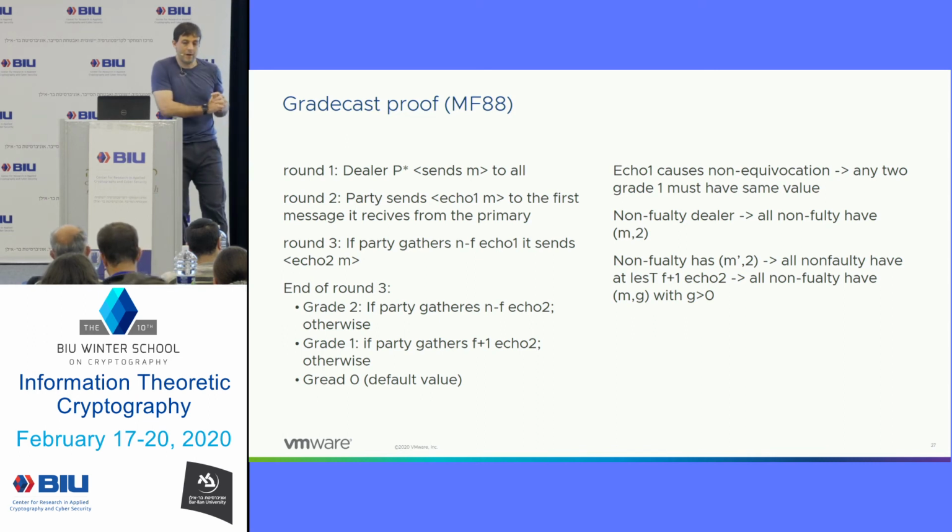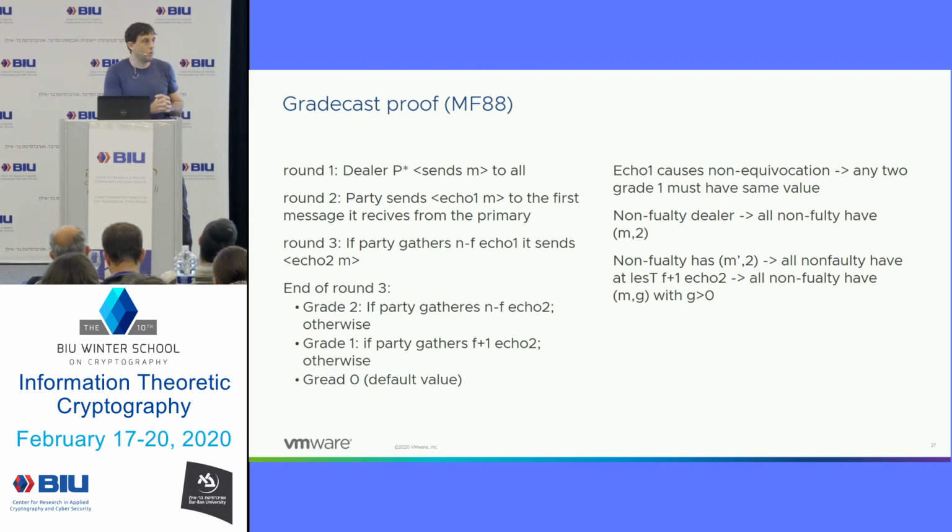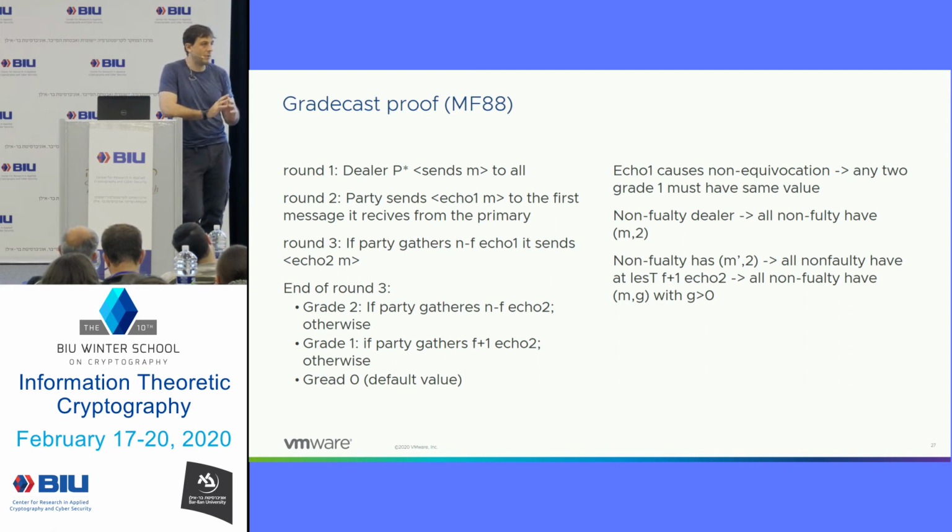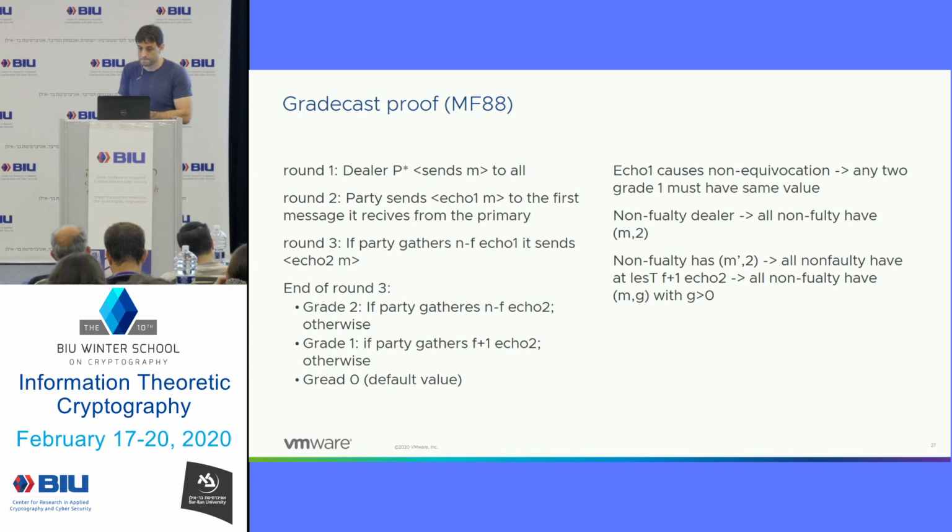So if I receive a grade of 2, I know everybody received the same thing. But if I receive a grade of 1, I don't know everybody received it. I know that if they received it, they received the same value, but I don't know that they received it. So that's the difference here, right? The difference here is that a non-faulty party can cause grade 1. In broadcast, I know that if I received M, everybody received M. In gradecast, if I receive grade 1, all I know is that if you received it, you received the same message, but maybe you did not receive anything. Right? So maybe you have grade 0. So that's the difference. So it's a weaker property.